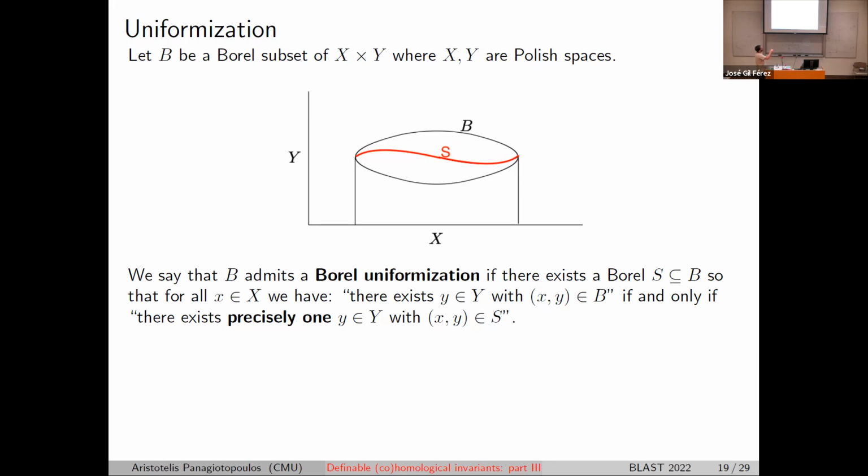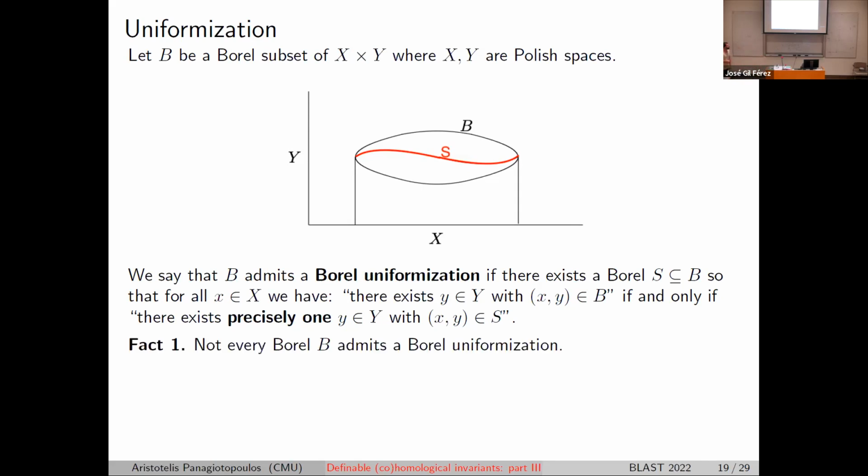if you can find a subset S of B so that in its vertical slice you have only a single point. So this is for every x in X: if the B fiber is not empty, then the S fiber has exactly one point. Another way to say that is that S is the graph of some Borel function, which is partially defined only on the projection of B.